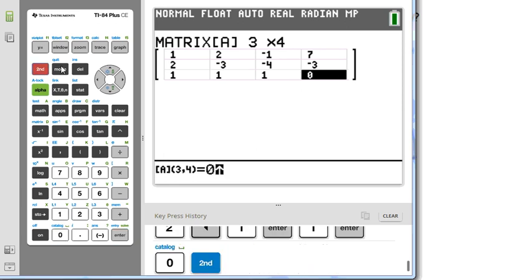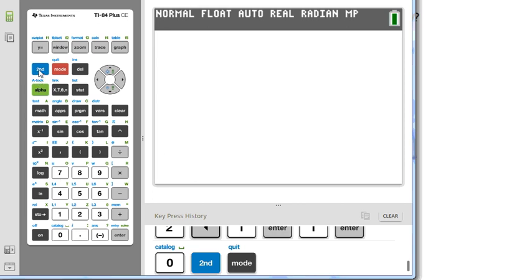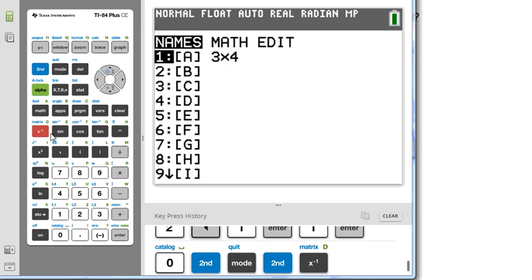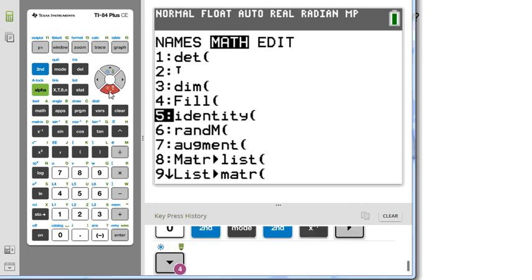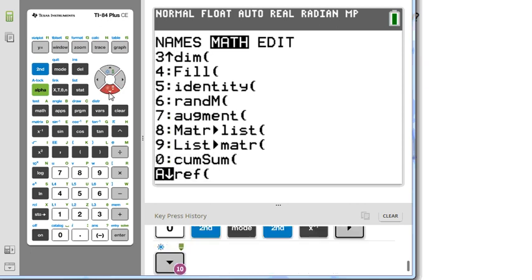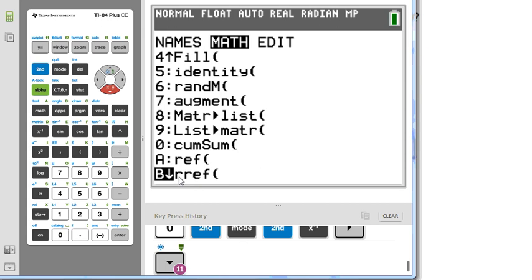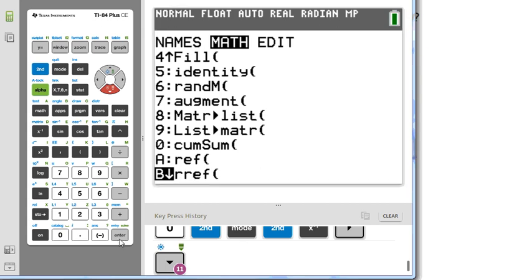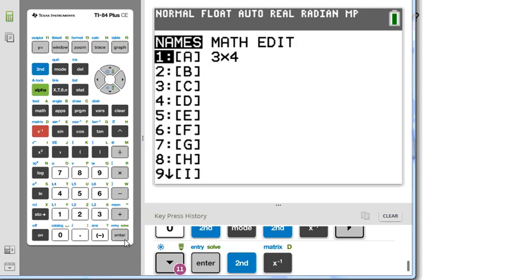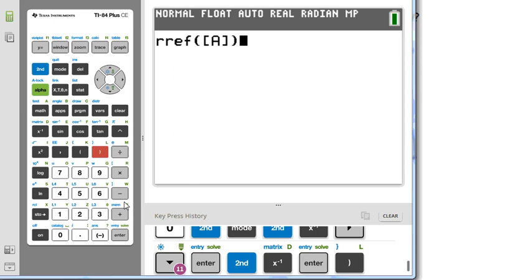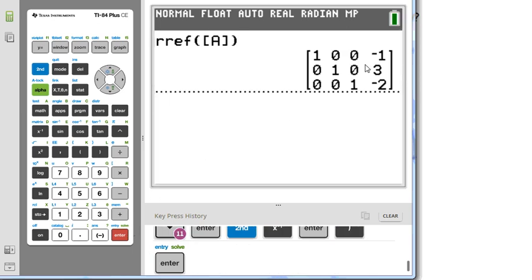Then we clear this out and go to second matrix. We go to math and press B. I like to put alpha B, but I'm just going to scroll down there. You do this RREF, which stands for reduced row echelon form, and then we press second matrix, enter, and we close the parentheses, and we get these values here. So we get -1, 3, -2.